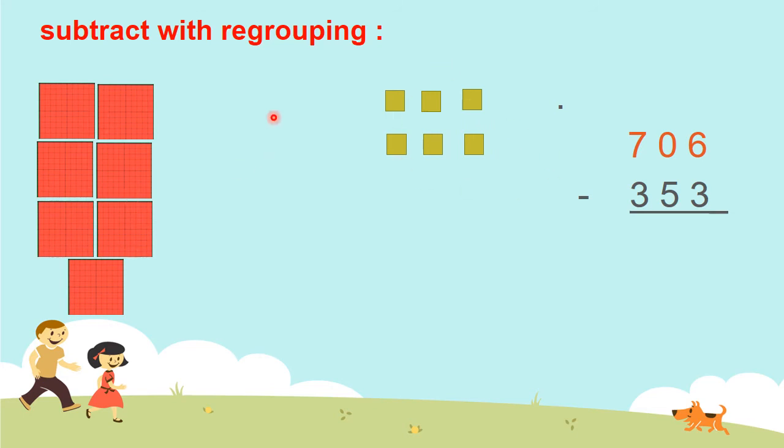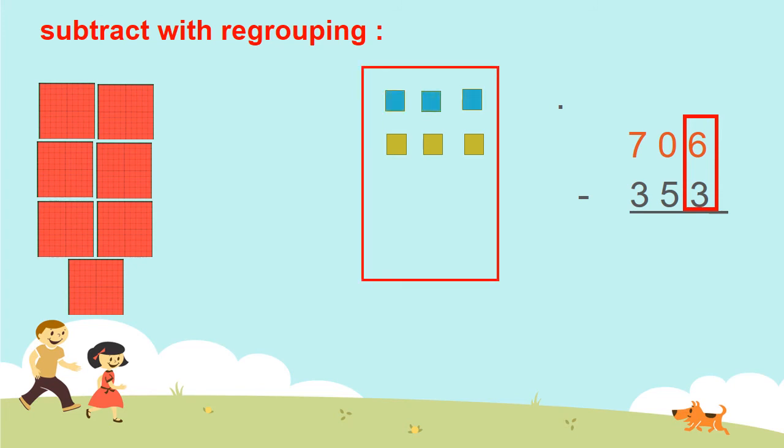706. I don't have any tens. So let's start with the ones. 6, take away 3. We're going to take these 3. So we are left with 3. Good.